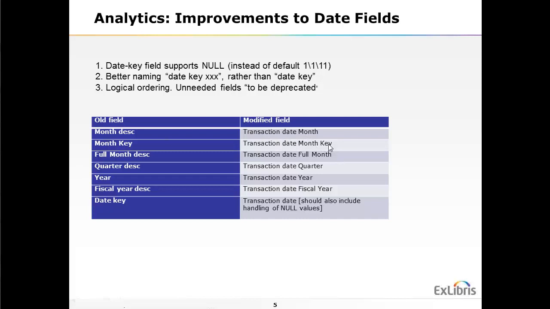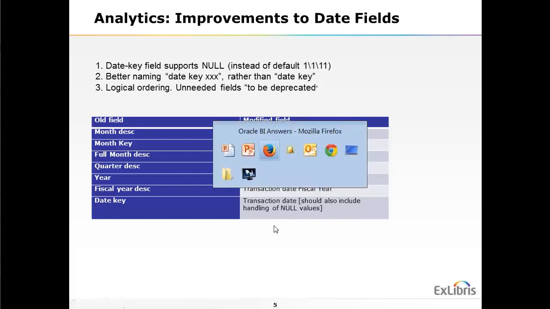Month key, transaction date month key. Full month description, transaction date full month. Year, right? If you just saw this word year here, you wouldn't know year of what, right? So now you know, it's the transaction date year. And under date key, we can see that it's now called transaction date, and it also handles null values. So let's go into Alma and take a look at this.